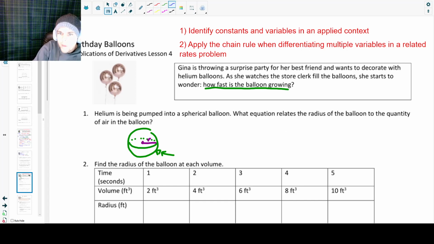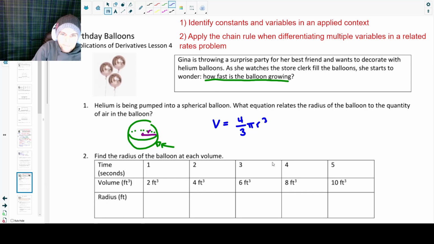So what equation relates the radius to the quantity of air in the balloon? The quantity of the air in the balloon is going to be represented by the volume of this balloon. The volume of a sphere has a simple formula of 4/3 pi r cubed. So the volume is really only based on the radius. Okay?